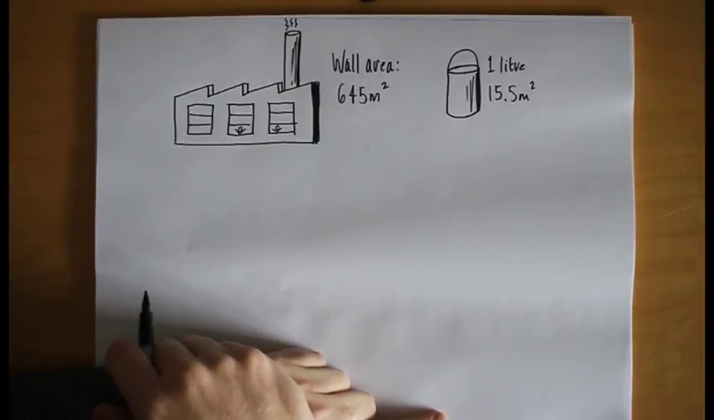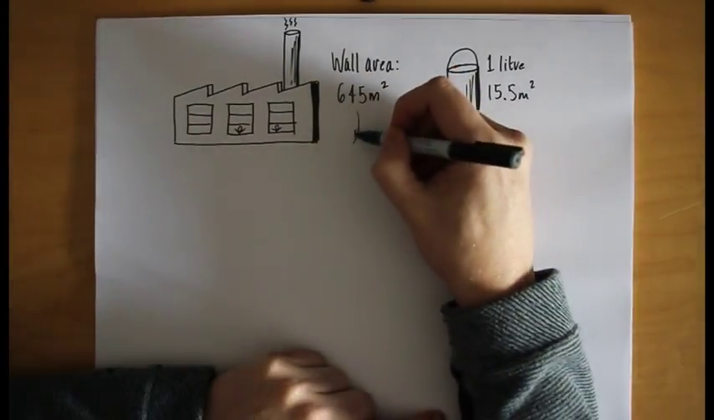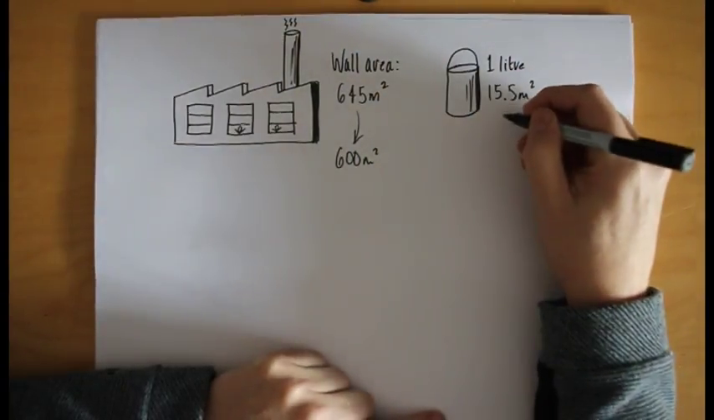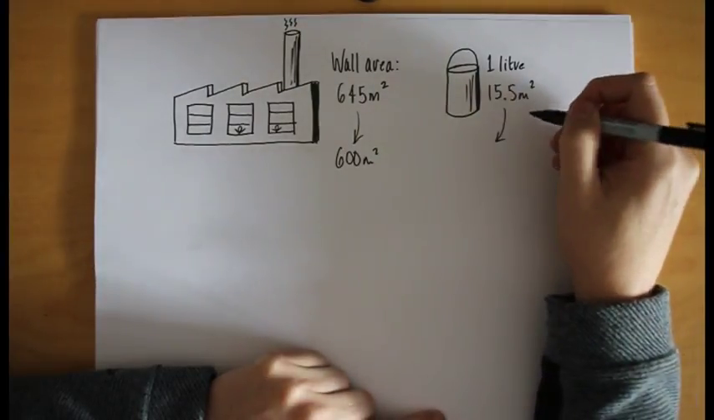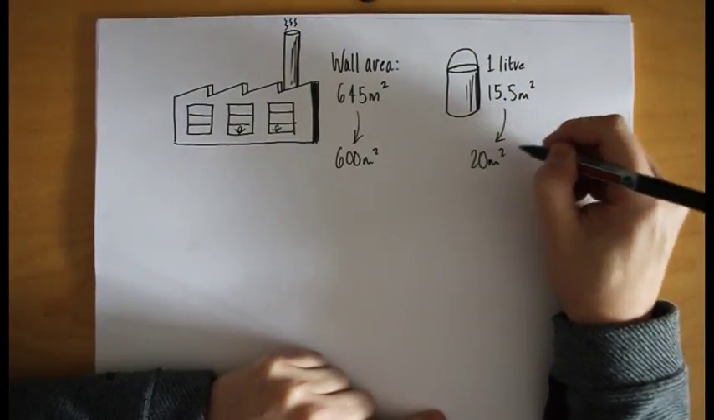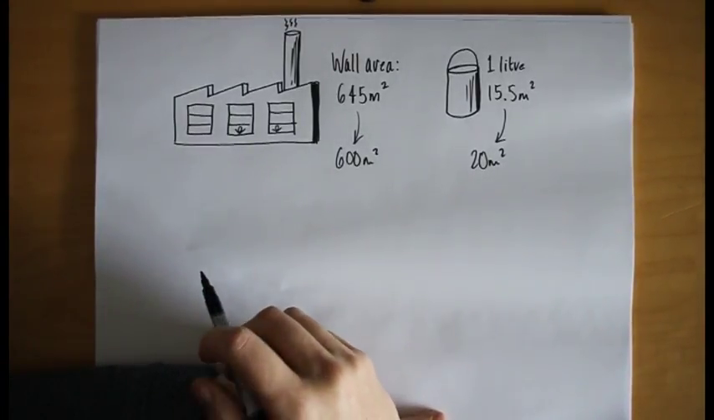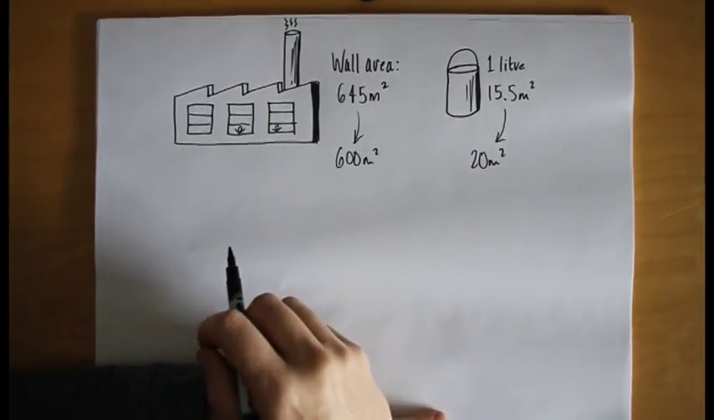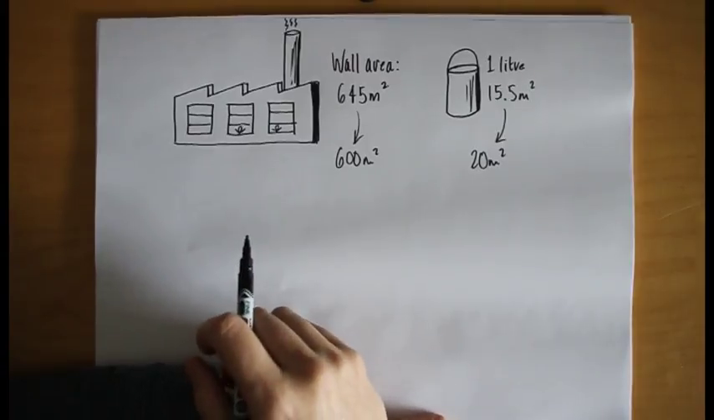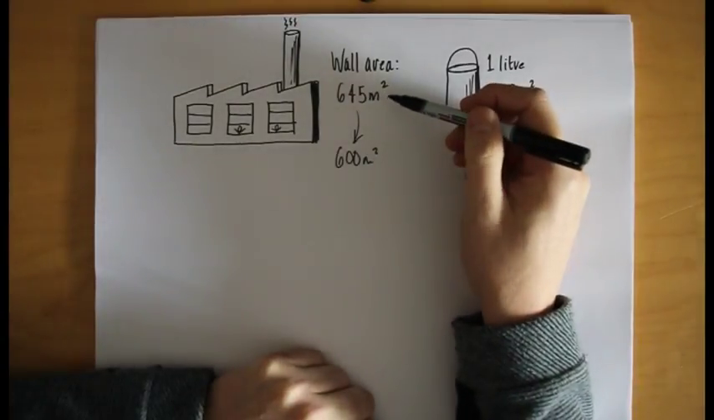So let's see what happens when we apply our rules of rounding to these figures. And so 645, you will see, becomes 600 square meters, and by the same rules 15.5 meters for the coverage would go to 20 square meters. Now, although we've consistently applied the rules of estimation to both these numbers, and these numbers are correct, still we have a slight problem. This is a skill we just need to develop.